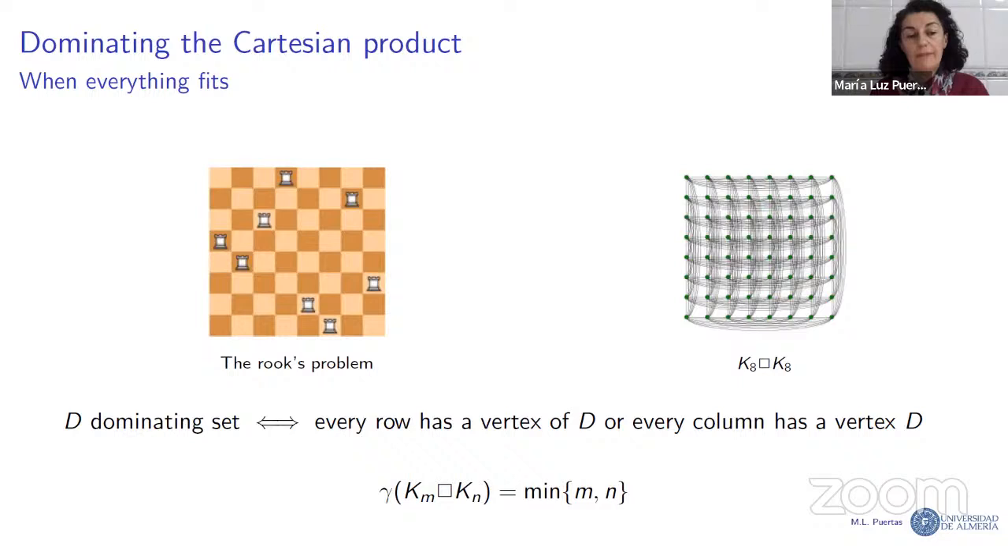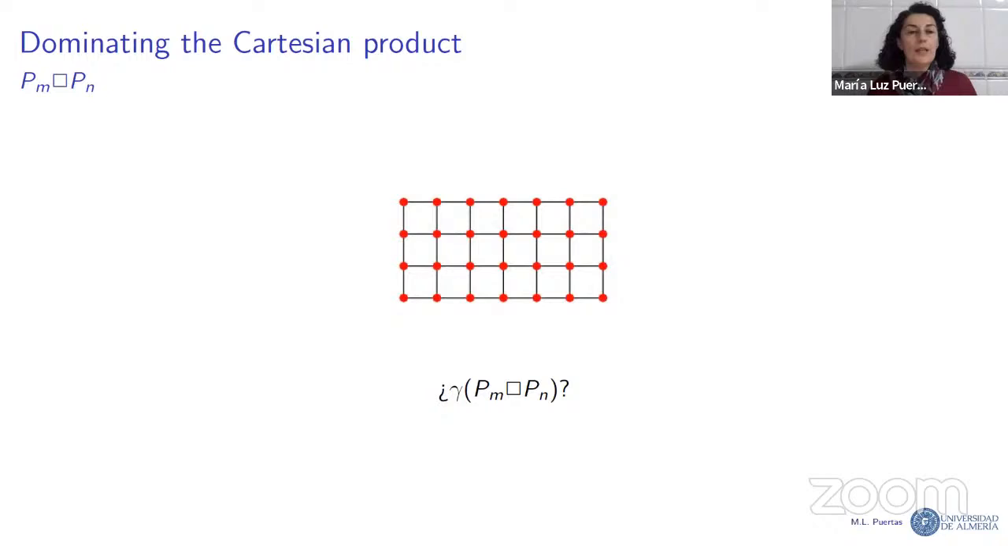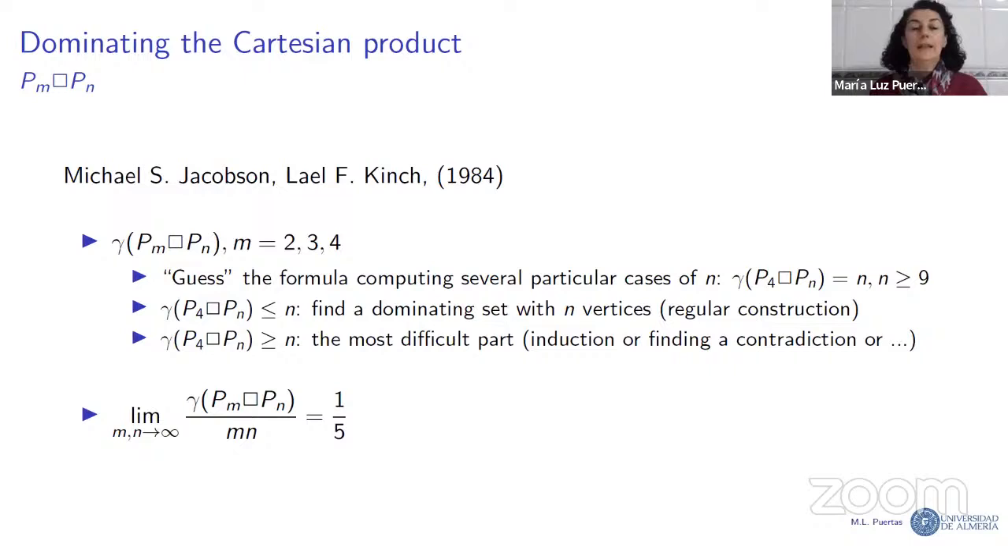Let's go to the Cartesian product of two easy graphs, which are the paths. What happens with the domination number of the Cartesian product of two paths? This graph, the Cartesian product of two paths, is called a grid because of the picture. It's the picture of a grid. What happens here? Is it easy or not? Well, in this paper from 1984, the authors tried to compute the domination number of any grid, and they realized that it was not easy.